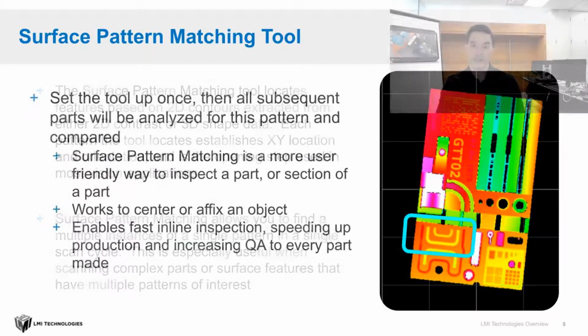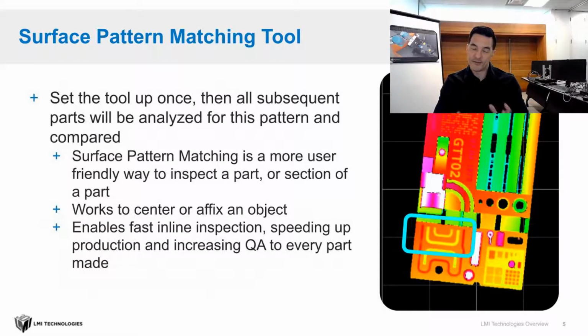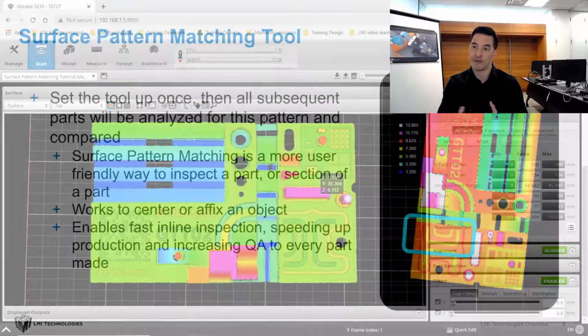The biggest benefit of the Surface Pattern Matching tool is that you set the tool up once and all subsequent parts will be analyzed for this pattern and compared. Other benefits are that this is a much more user-friendly way to inspect a part or a section of the part. Also, it works to center or affix your object to the center of your data viewer. And of course, it enables fast inline inspection, speeding up your production and increasing QA of every part made.